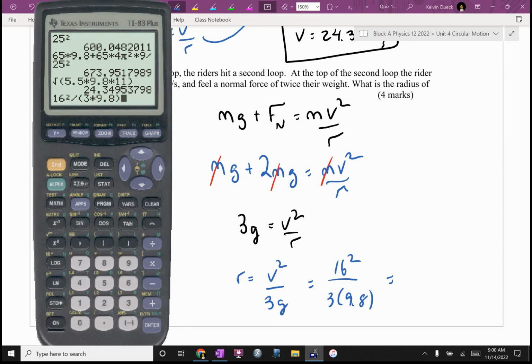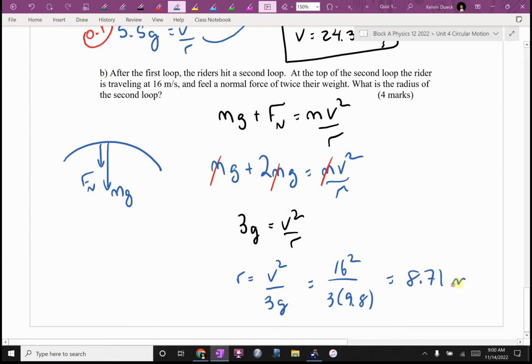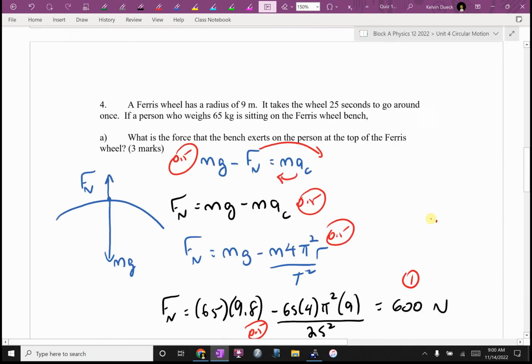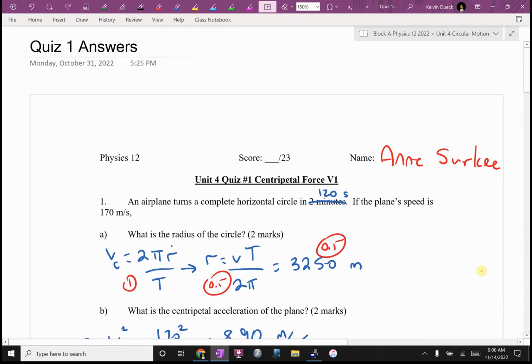And I get 8.71 meters. You got that, 4 out of 4. Otherwise, again, I'd probably give you 1 mark for the initial setup, half mark, half mark, half mark, half mark, and then 1 mark for the answer. Can you give yourself a lovely score, please, out of 23? If you need to lawyer with me, now is the time.